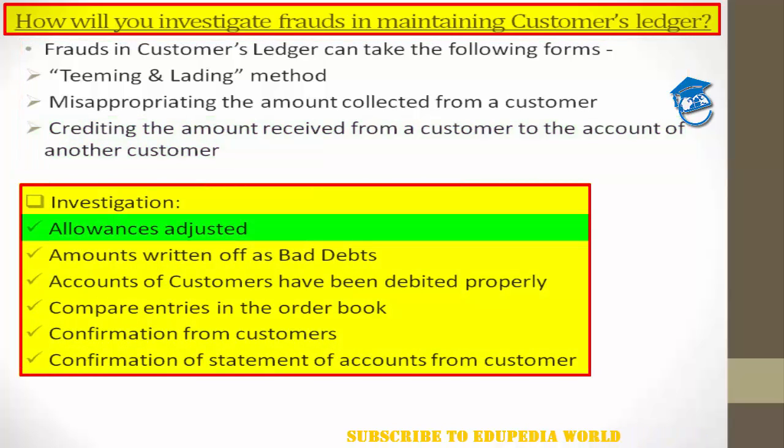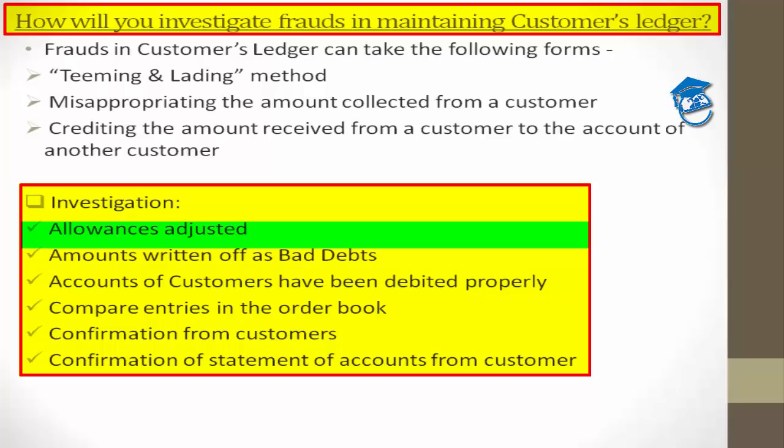Special attention to what, sir? Pay special attention to all the allowances which are being adjusted on account of goods returned or a price difference. There might be a chance that actually there was no price difference. However, in order to adjust your books of accounts, you just provided them. And there might be another chance wherein you're showing that goods have been returned, however, in reality, goods were never returned. This is something very crucial. So you need to pay very special attention to all those allowances adjusted.